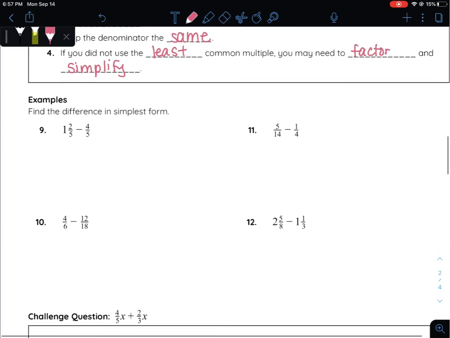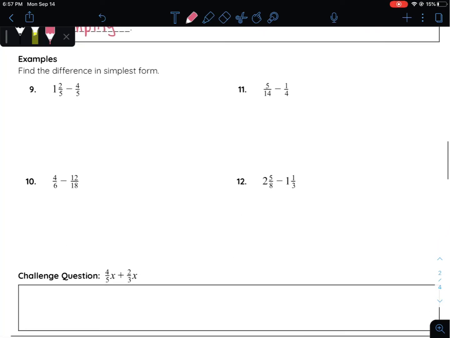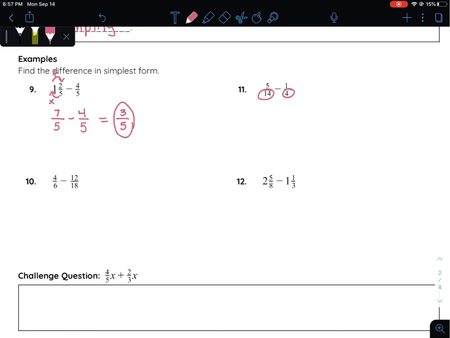Okay, so let's see a couple of examples here, okay? All right. So our first question actually has a mixed number in it, so we're going to want to change that. So remember, multiply and then add. So 5 times 1 is 5, plus 2 is 7, so it makes 7/5 minus 4/5. They are the same things, so we can just go ahead and subtract. So 3/5.